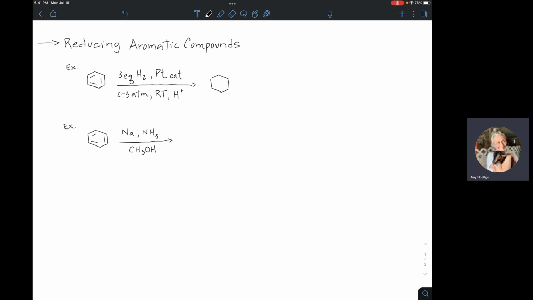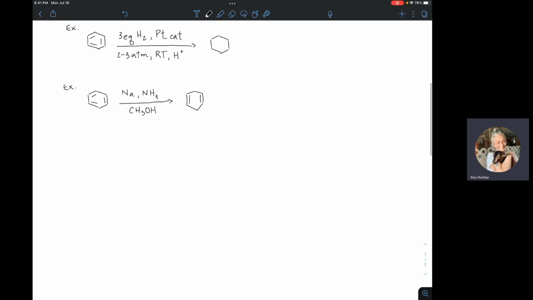And what we get is this compound here. These are terrible bonds, Amy. Well, good enough. So plus 2 equivalents of sodium methoxide.